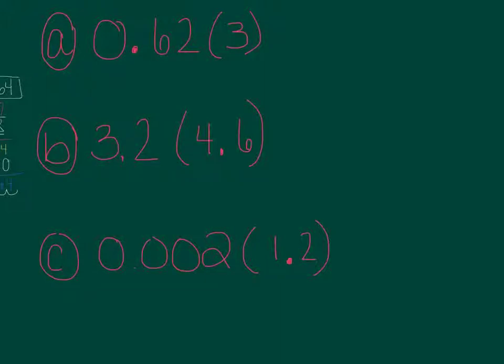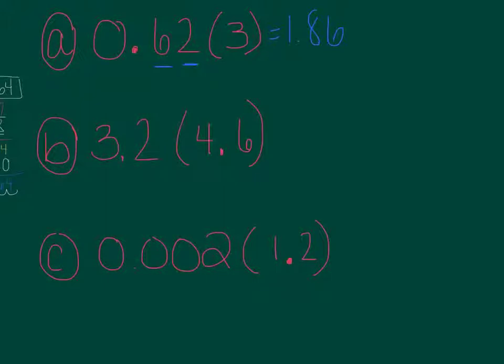Okay, starting with A, I'm going to look at this and just do, this is something I didn't show you before. We can just do 62 times 3. And we get 6, 18, and then go back to your original problem and see how many places you have after your decimal. And I have an answer of 1.86, or 1 and 86 hundredths.